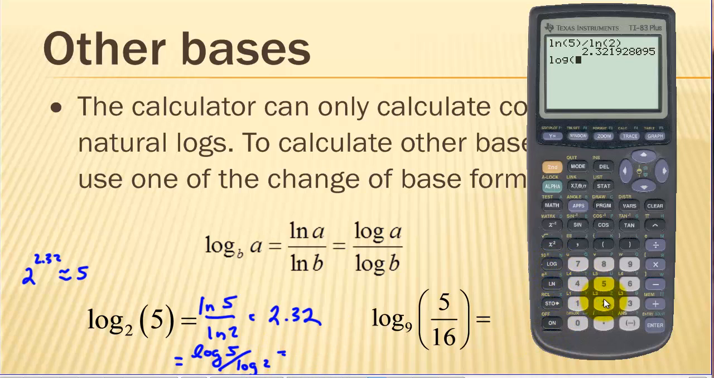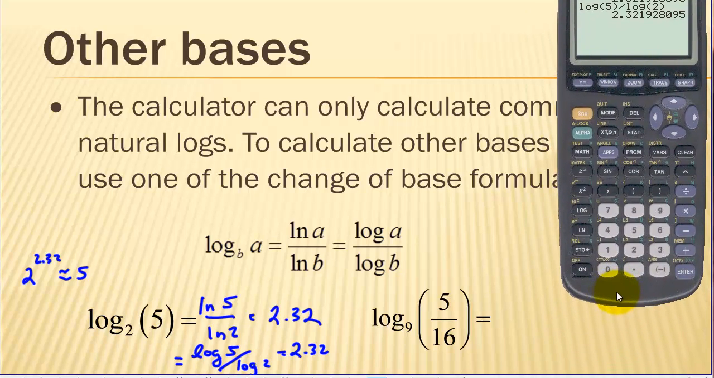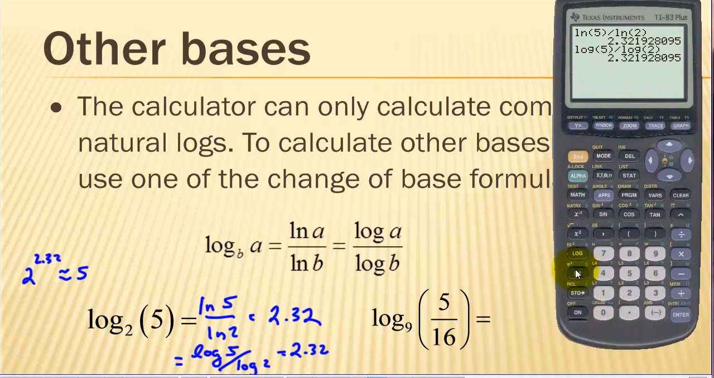So log of 5 divided by the base 10 log, or the common log, of 2, and we get the exact same number. So you can use whatever one you want. I wouldn't necessarily worry about both. Some calculators have buttons in different places, so on some calculators the ln button is easier to get than the log button. On the graphing calculator, they're both easy to get.